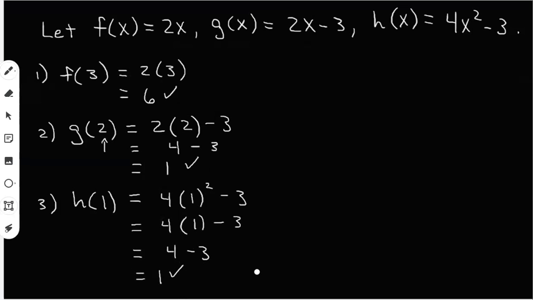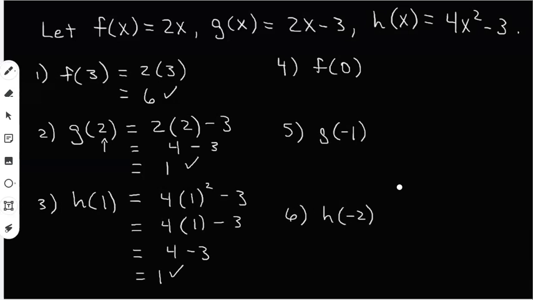So all we're doing is we're replacing our variable with a number and seeing what happens. Okay? Let's try 4, 5, and 6. We want to find f of 0, g of negative 1, and we want to find h of negative 2.